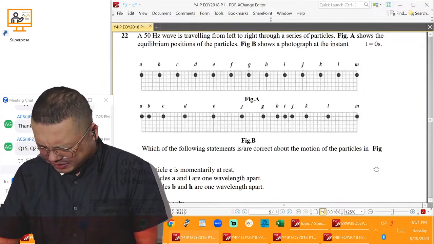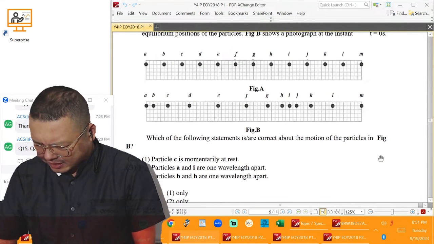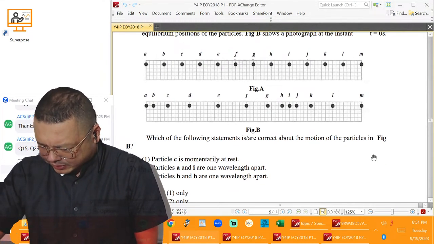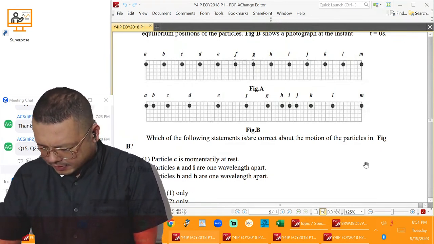What about B and H? B and H is not right, right? Yeah, it's not. What's the one that's actually in one wavelength? B and J. Right, B and J.